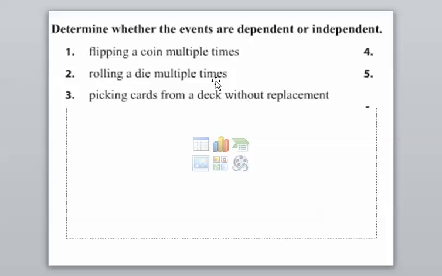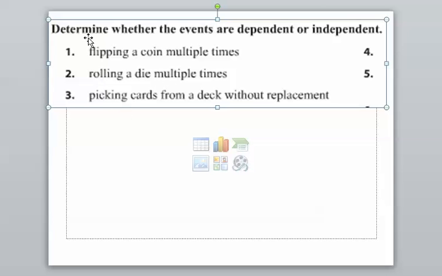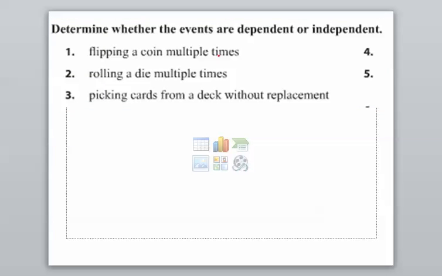Let's look at a couple of things here. Is flipping a coin multiple times independent or dependent? Well, it's independent. Why is it independent? Because flipping a coin once doesn't affect the next time I flip that coin. Still got a 50-50 chance of getting it. How about rolling the dice? Is it independent or dependent? Once again, it's independent. Rolling a dice and getting a value on the dice doesn't affect the next time I roll that dice. It can still give you a different value.